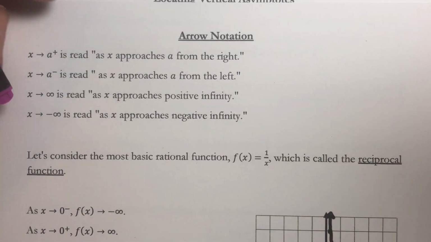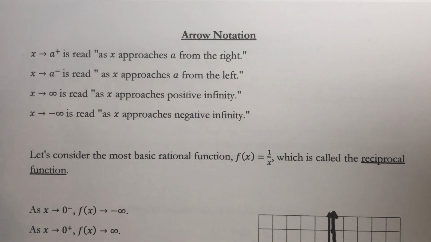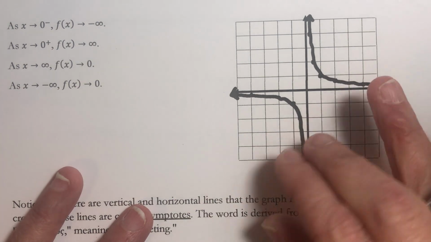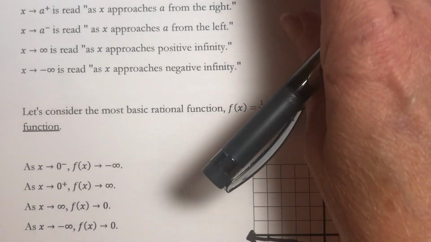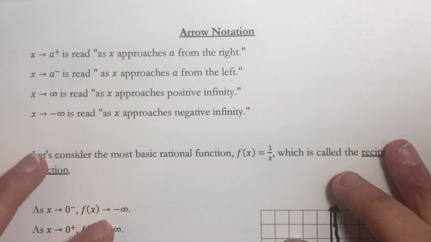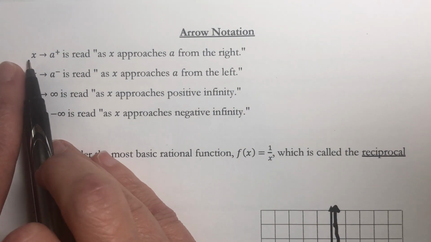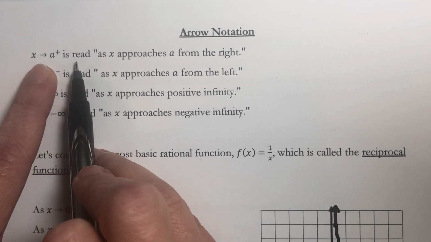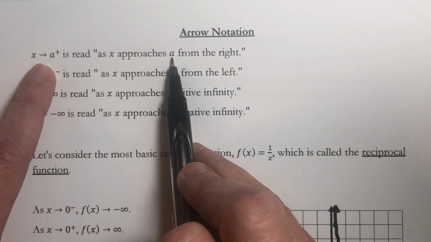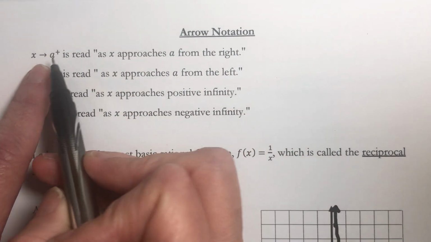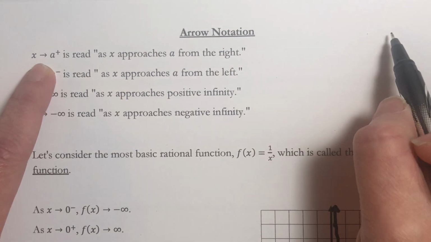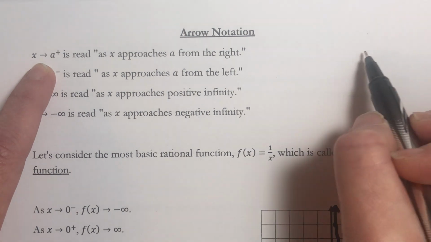Okay. Another little bit of things that we have to talk about is arrow notation. Now, in general, our graphs are going to be split in some way, okay? And this symbol right here, x arrow a plus, is read as x approaches a from the right or from the positive side. You can think of it that way. So what happens when our x values get close to a when we're coming in from the right?